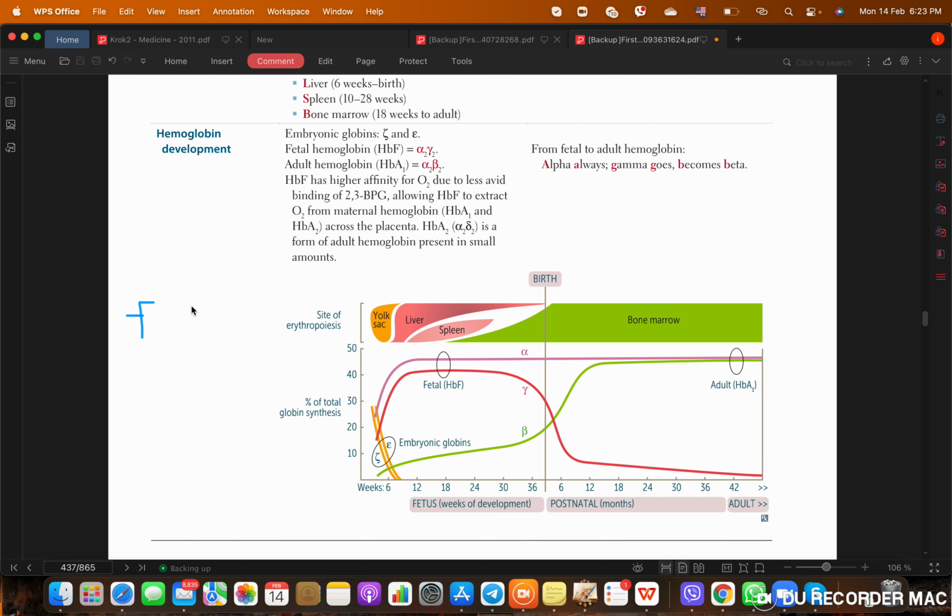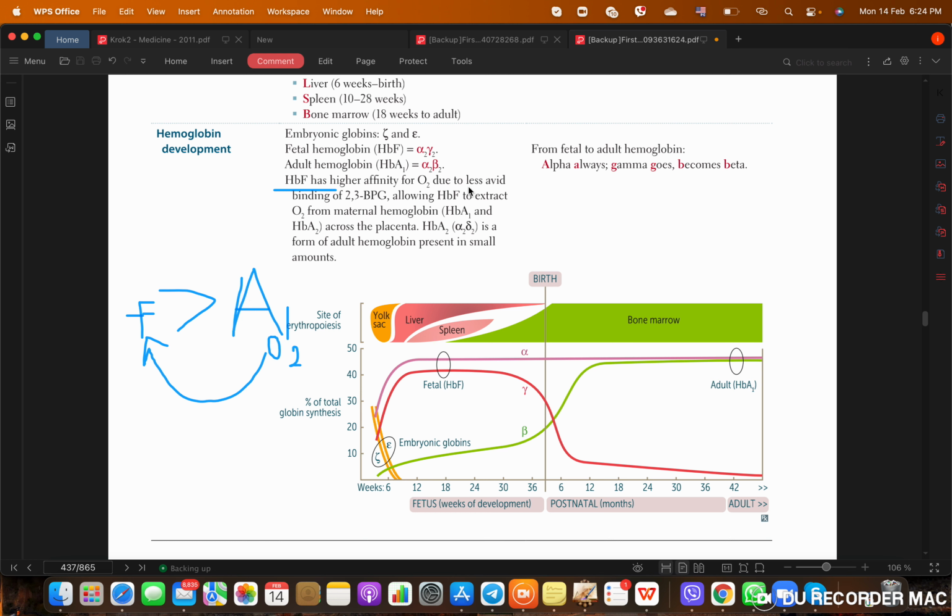Fetal hemoglobin has much higher affinity than our hemoglobin A1. Why? Because this is for the baby inside of his mother, the fetus needs to be able to steal the oxygen from the hemoglobin A1 and transfer it to the fetal hemoglobin. This way, the O2 will be transferred from the placenta, from mommy to the baby. So again, I repeat, hemoglobin F has much higher affinity for O2 than hemoglobin A1.